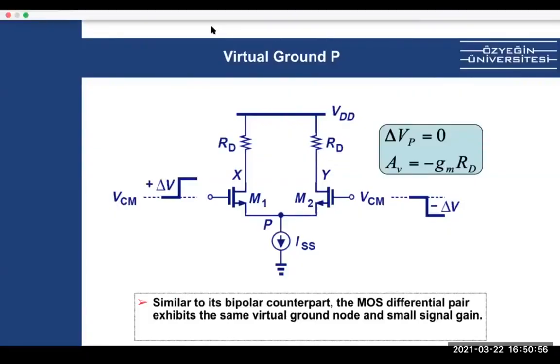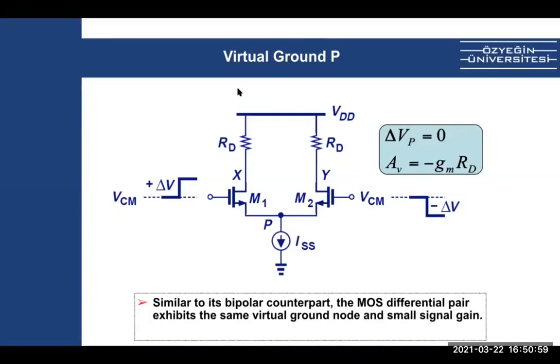So I explained the virtual grounds, just quickly, briefly summarizing. This pinpoint is not really changing.